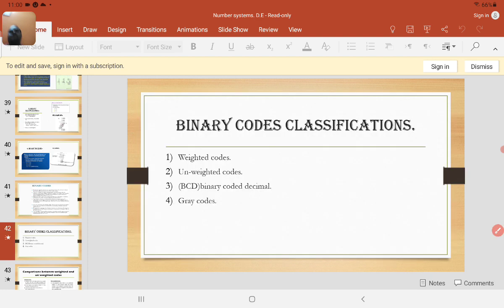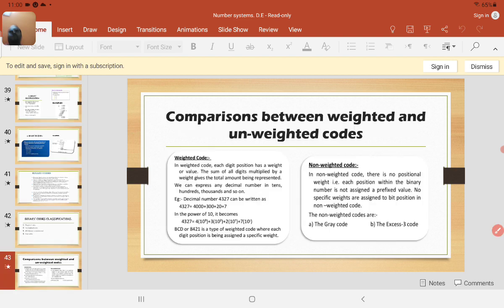Next, what are the binary codes we are having? This is the classification of the binary codes. The first one is called weighted codes, the second one is unweighted codes, the third one is binary coded decimal, also called BCD, and the fourth one is gray codes. Here, what is the difference between weighted and unweighted codes?